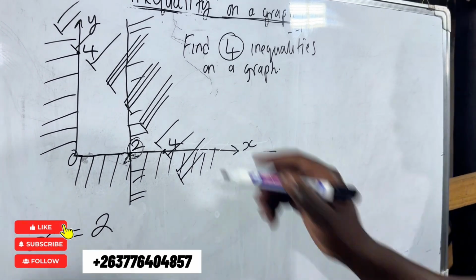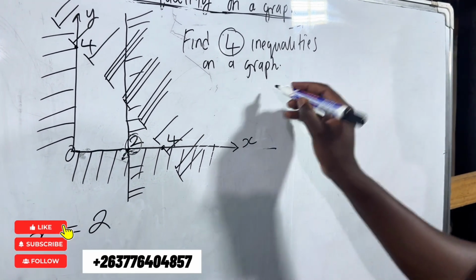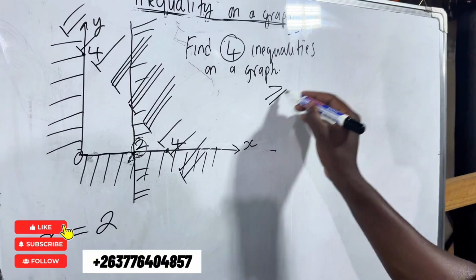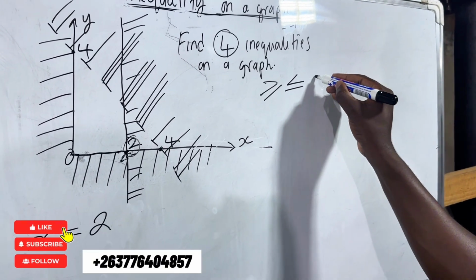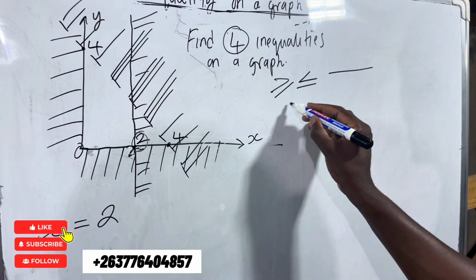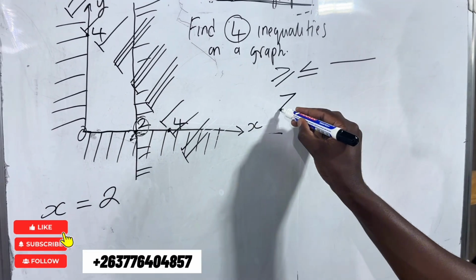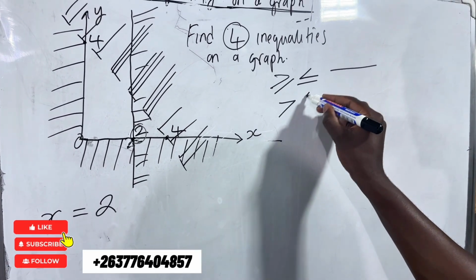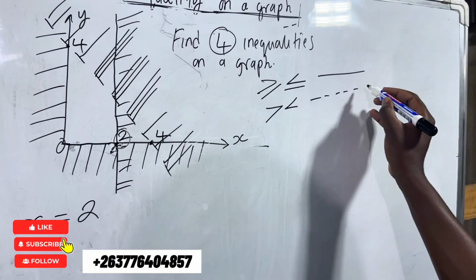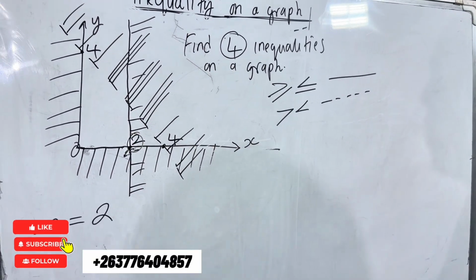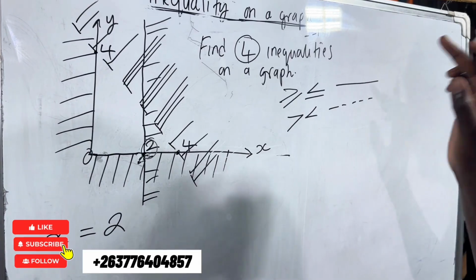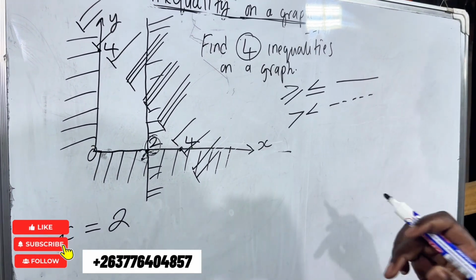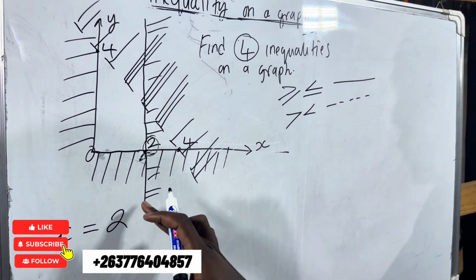Okay, but we have a bold line here, like I said earlier on. If you see greater than or equal to or less than or equal to, there should be a bold line. If you see greater than and less than, there is a broken line. So right here, there is a bold line, so it's either greater than or equal to or less than or equal to. Okay, so x is equal to 2.